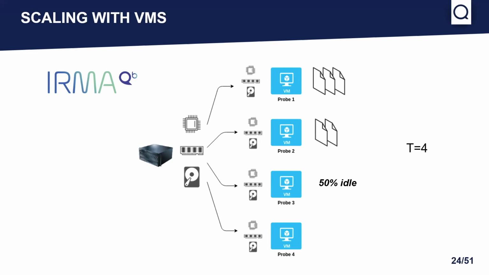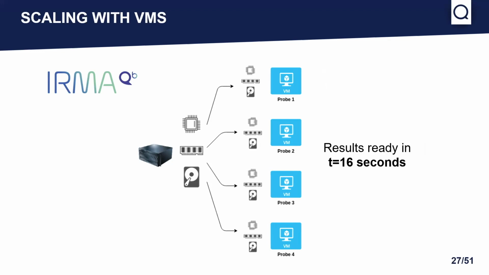So it means half of your hardware is idling, waiting for new files to analyze, but these new files will not come until probe 1 finishes its queue. After 4 more seconds, now probe 2 has finished, and it's only probe 1 running, so it means 75% of your hardware is idling. And if I continue, it will take 16 seconds to process all the files, meaning you are going as fast as the slowest probe in your environment.